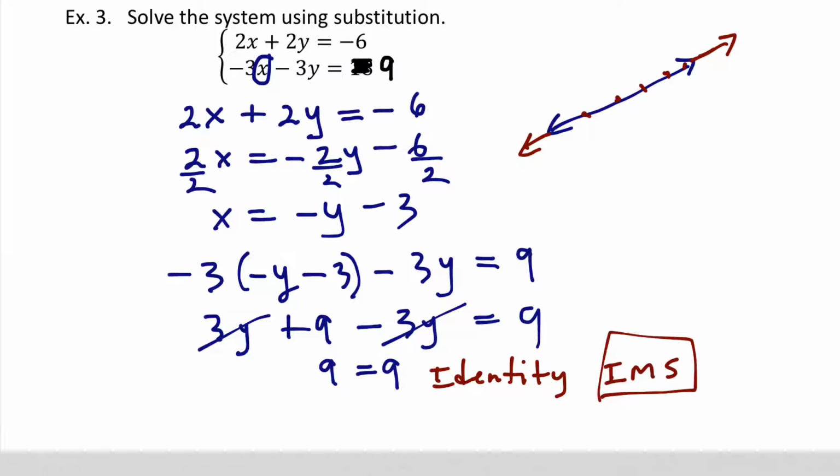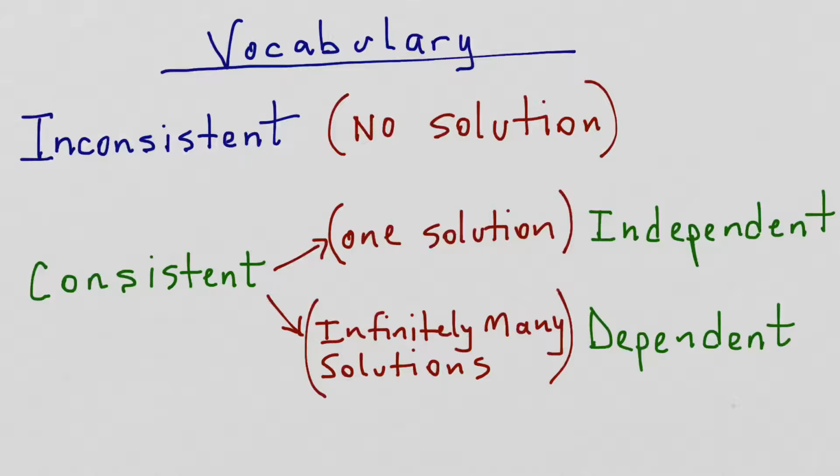And here is our case where we had infinitely many solutions. So this case would be labeled a consistent dependent system. Right now you're probably wondering why we need all these fancy words to describe a fairly basic idea. Well, just think about it this way.